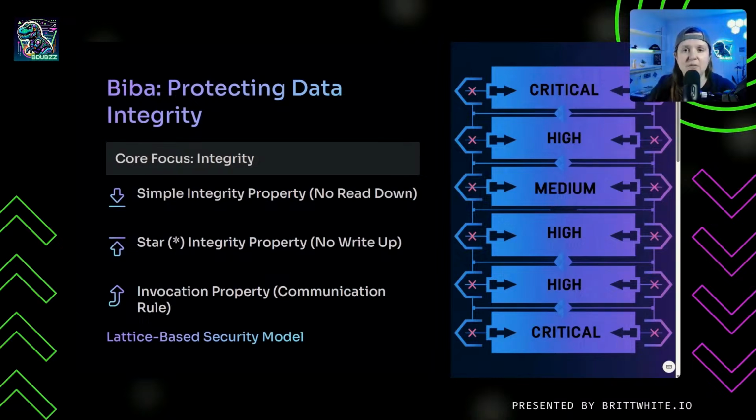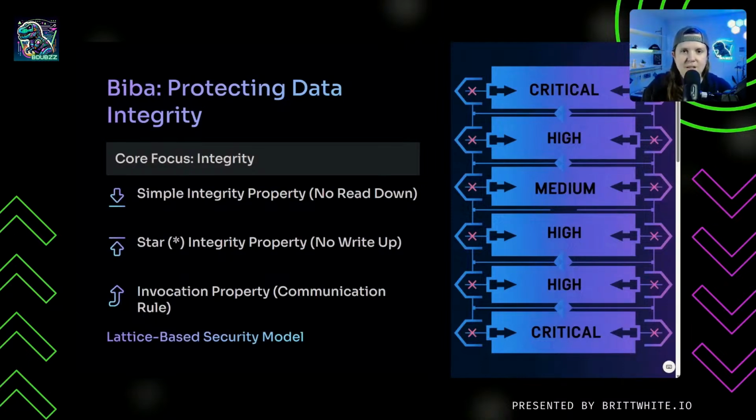And finally, we have the invocation property. Think of this as a communication rule. You can't send information to someone working at a higher integrity level than yours. It's another way of maintaining that wall between different levels of data quality. When you put it all together, Biba creates this protective system that keeps our high-quality verified data from being contaminated by less reliable information. It's like having a one-way filter that only allows clean data to flow in the right direction.